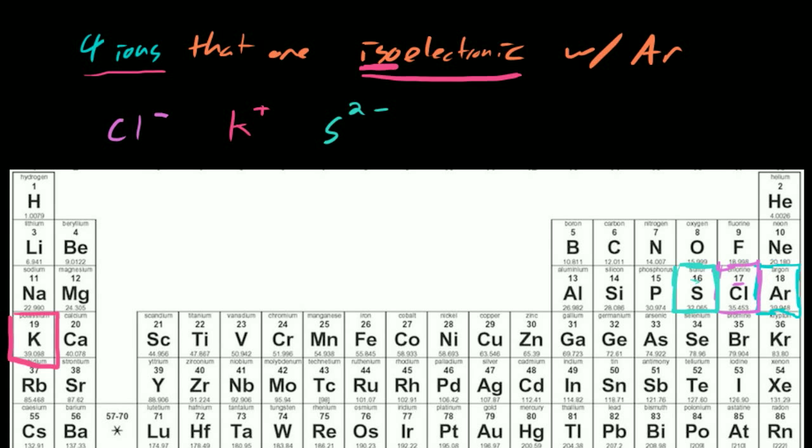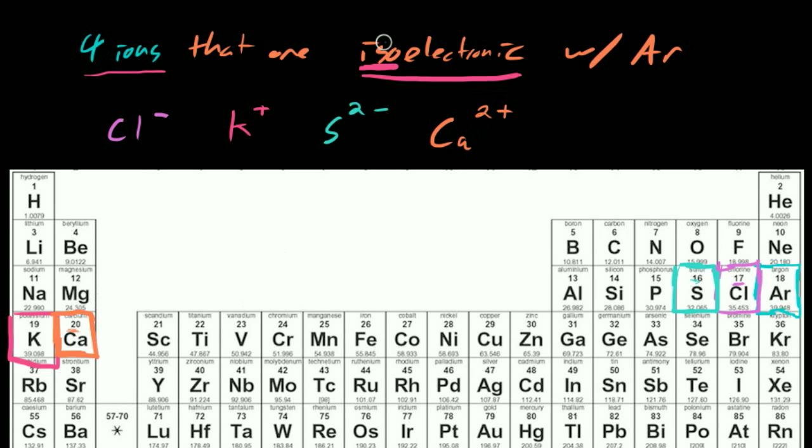And finally, let's do one more. How about calcium? Calcium has 20 electrons in its neutral state. So how many would it have to lose to have the same as argon? Well, it would have to lose 2, and if it lost 2, it would have a 2+ charge. So it would be a 2+ calcium cation.